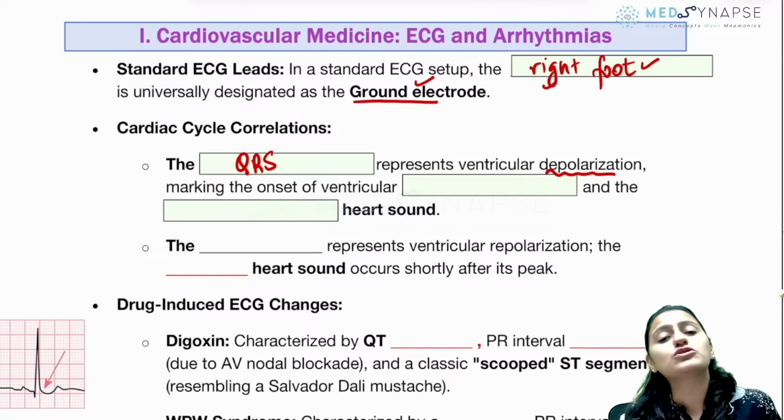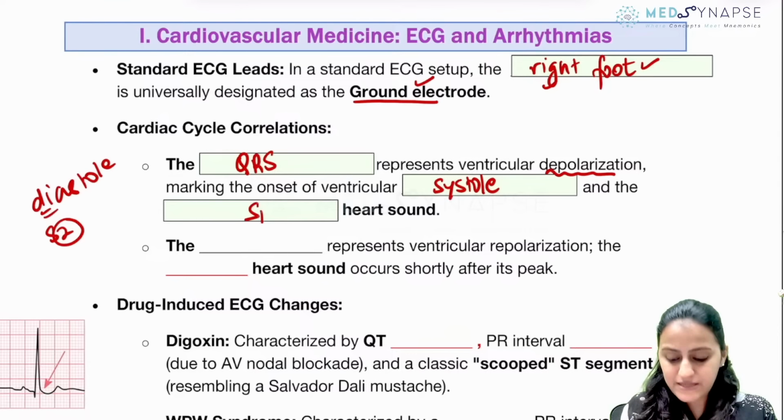And that means what heart sound will come now? Is it S1 or is it S2? Remember, for diastole the trick is diastole starts with S2. So systole is going to start with S1. Okay, systole is going to start with S1. Correct?